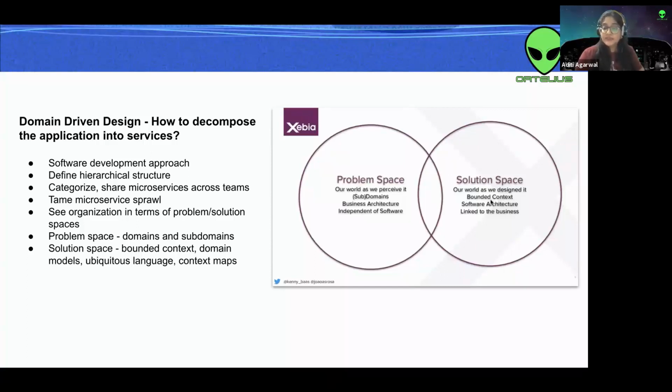In the solution space, we have a term called bounded context. Bounded context is a boundary within which our solution lies. Here we talk about the software architecture. Like in the case of problem space, we were talking about the business architecture. In the solution space, we relate that with the software architecture. And it is also linked to the business for serving the problem space. So solution space has few terminologies, that is bounded context, domain models, ubiquitous language, and context maps. So let's try to understand these.